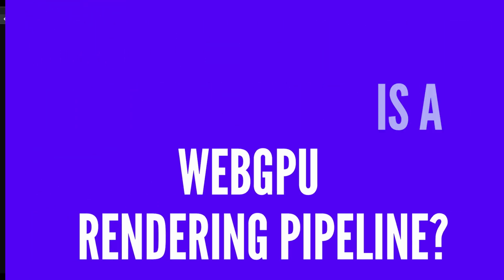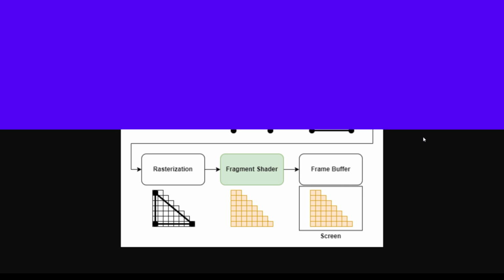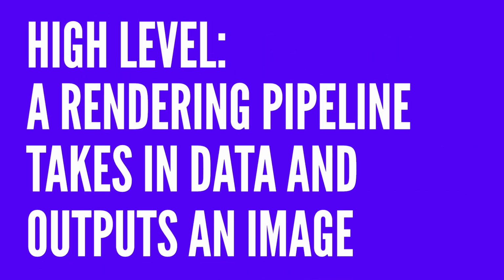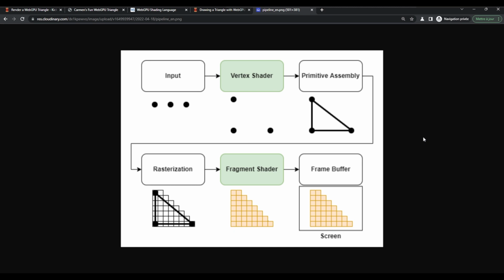And what I've done is that I've created this image giving a high-level overview of what the rendering pipeline is. So we can imagine, high-level, a rendering pipeline is a pipeline where it takes in data and outputs an image. The one thing I really like about this image is that we're already familiar with a couple of these concepts. We've already talked about them at length. So for example, at step number one here, we see input. And the input are our vertices that we pass to the GPU.